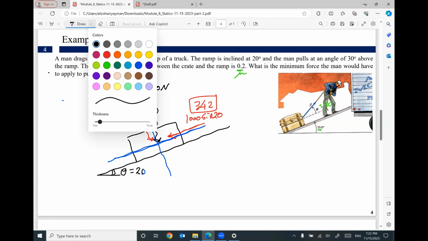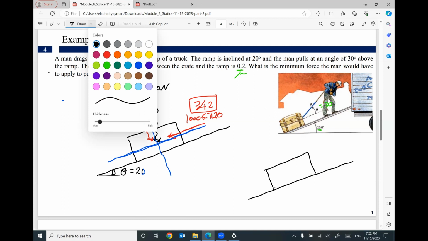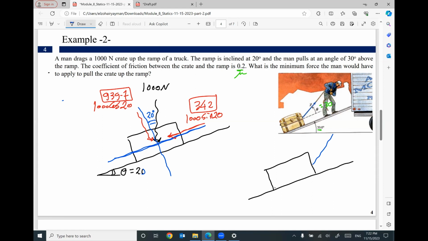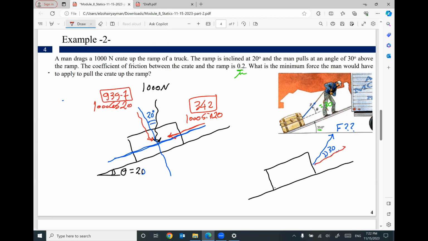And also, I would like to draw another free-body diagram here to make sure there is no overlap. Keep in mind that we have an applied force F. How much? I don't know. With angle theta equal to 30 degrees with the direction of the surface of contact. If you would like to break this force into a parallel component and a vertical component, this component will be F cosine 30 and this component will be F sine 30.